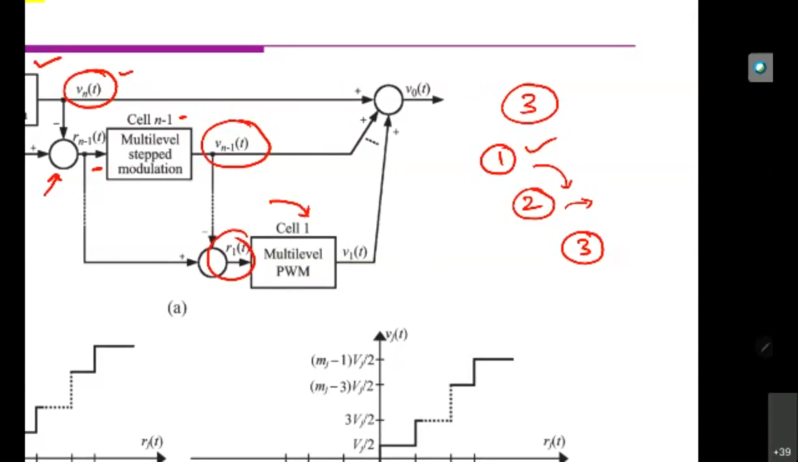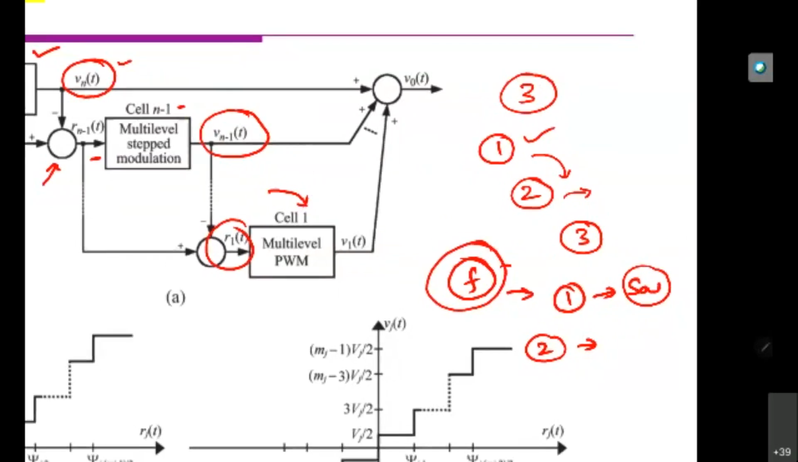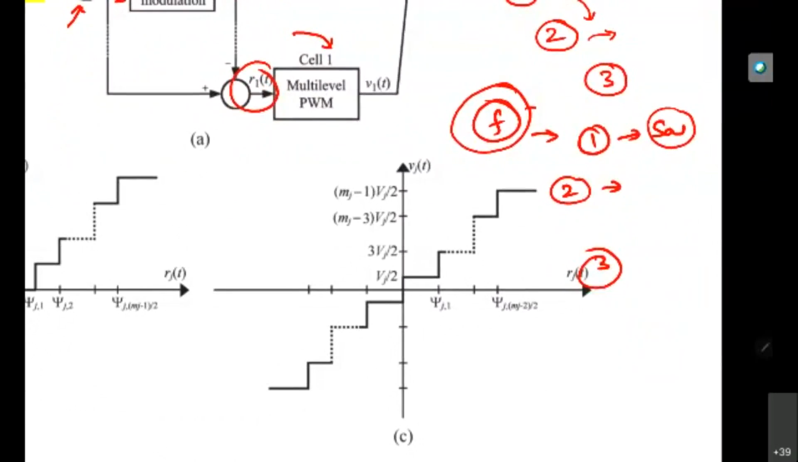So if F is the modulating signal for the original one, the first one's modulating signal is a square wave. The second one's modulating signal is this minus this, so this output voltage minus this output voltage, and you get some square wave. This is square wave 1, for example, and this is square wave 2. The third one's modulating signal is the original sine wave minus square wave 1 minus square wave 2. So that means original fundamental minus square wave 1 minus square wave 2. Okay.